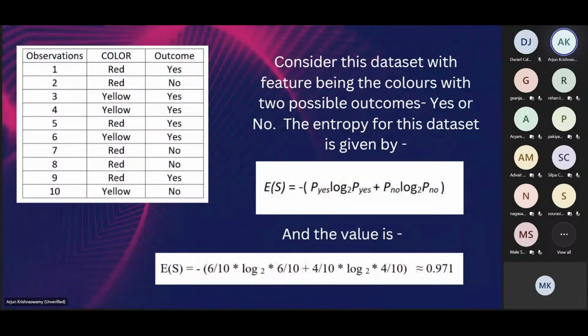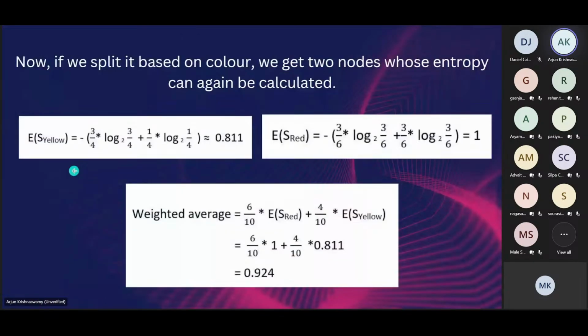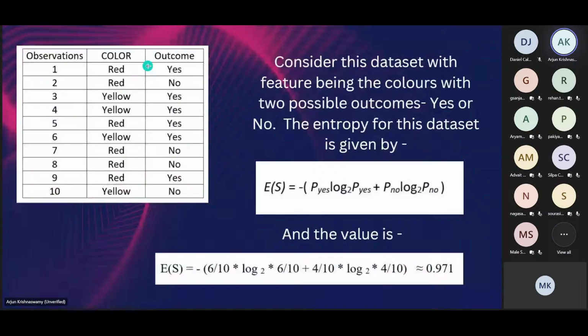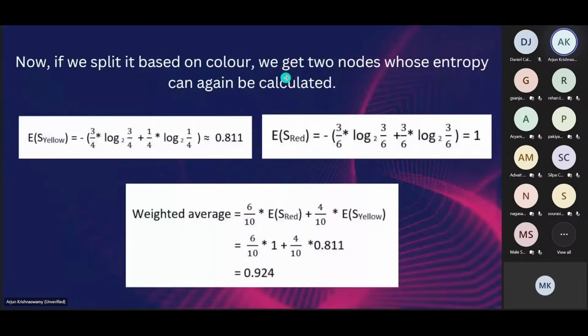I'm hoping it's clear till now. I'll be moving forward. Now, if we split it based on color, if the color is yellow, we split it to this part, and if it's red, we split it to this part. I think you can visually imagine that this itself is a decision tree. You have the entire data set. You find out what its color is. If it's yellow, we move here. If it's red, we move here.